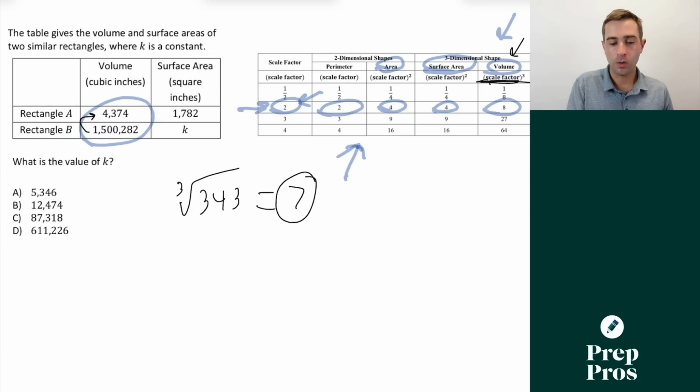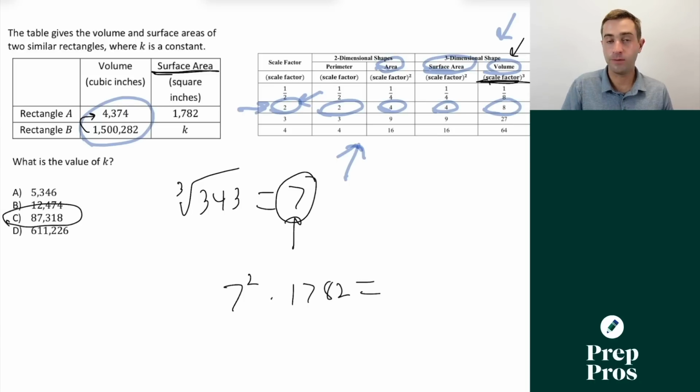Well, what we know is our surface area or area multiples of one shape to the other is going to be our scale factor squared. So once we know that our scale factor is 7, we can simply do 7 squared times 1,782, and this is going to give us our correct answer here of C.